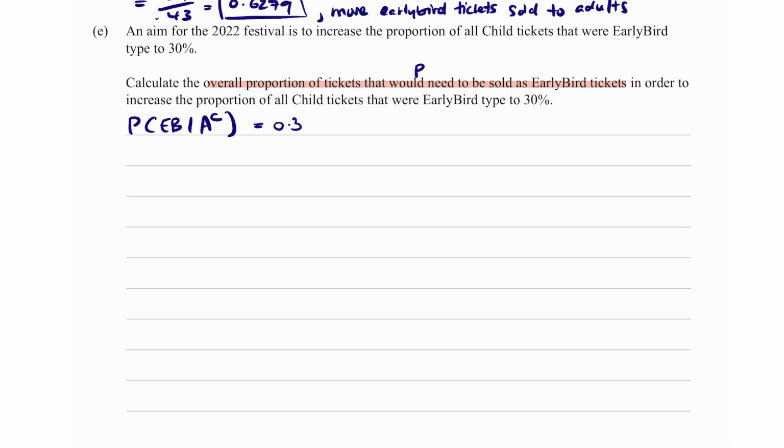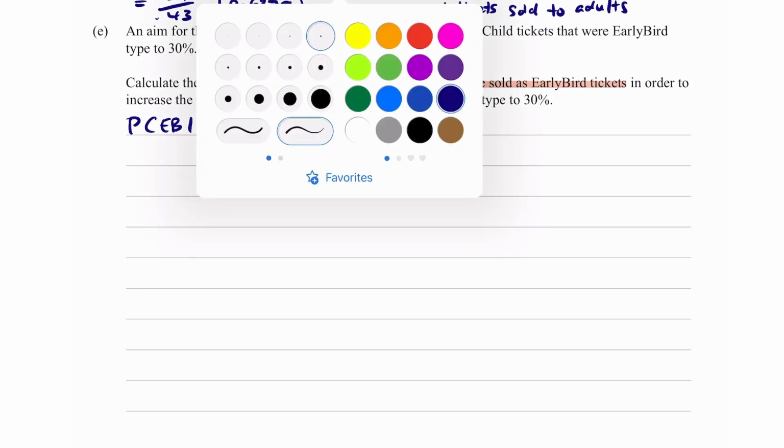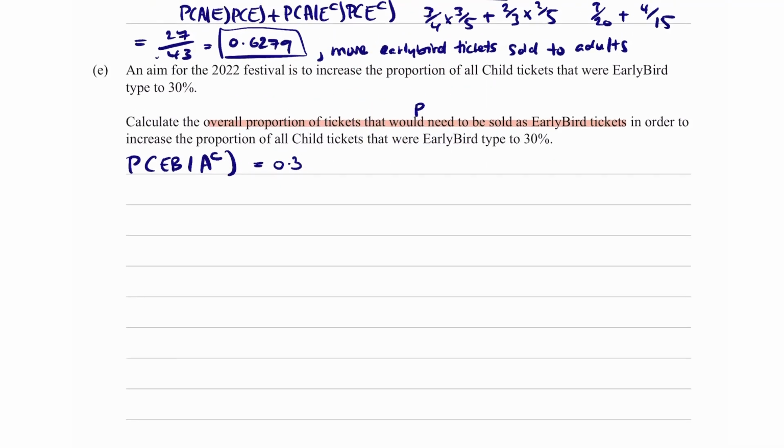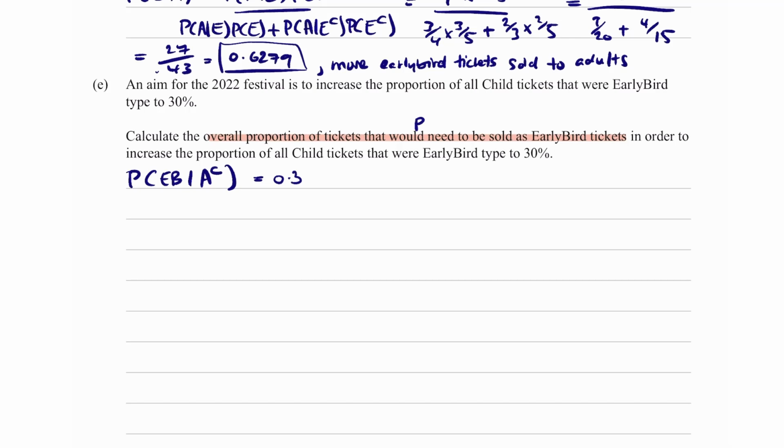Now, what is this formula? How can we expand this formula out? So we've called this probability P, but this can also be represented as the overall proportion of tickets that would need to be sold as early bird. So this is the same as the probability of E, right? I've also called this EB, but this should be called E. Sorry.